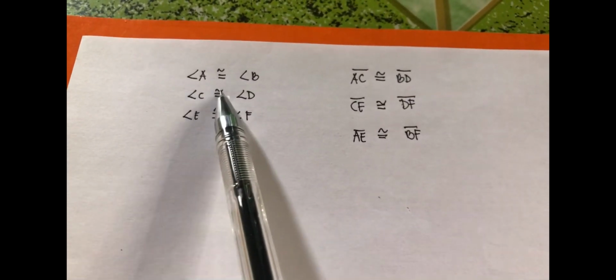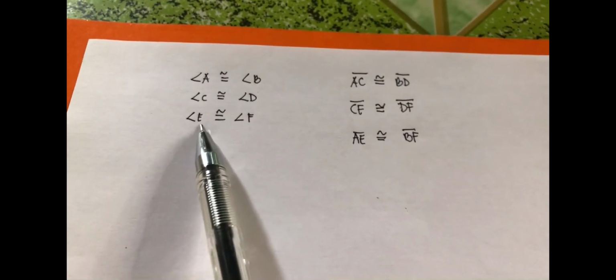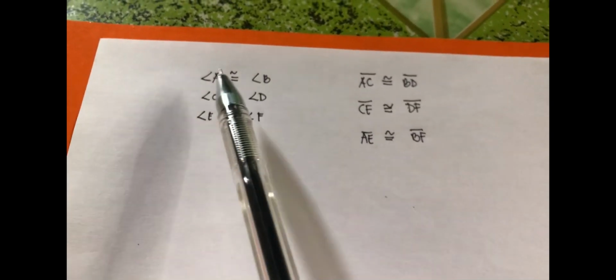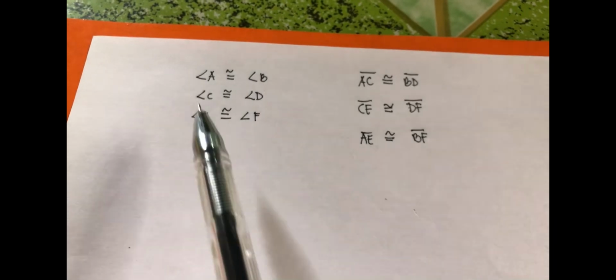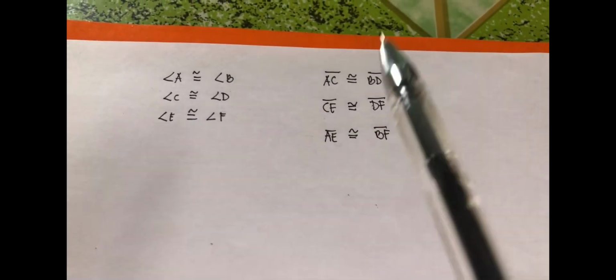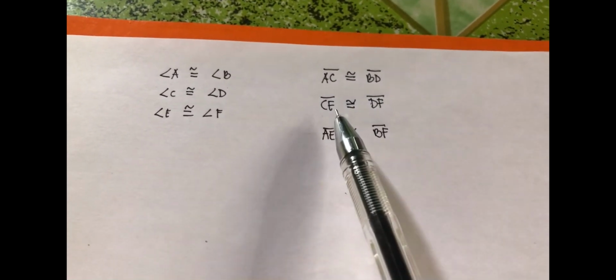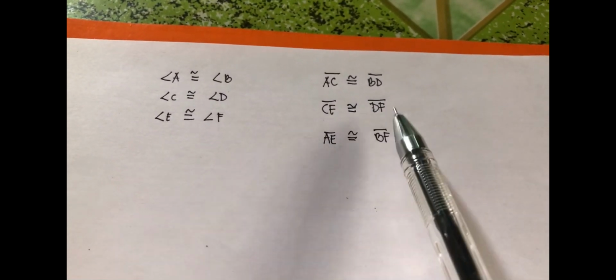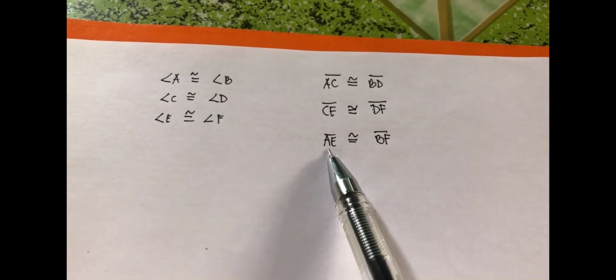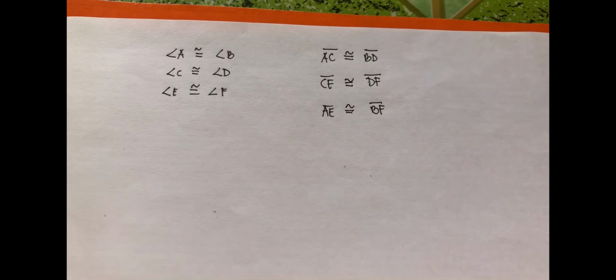Angle A is congruent to angle B. Angle C is congruent to angle D. Angle E is congruent to angle F. These angles are also known as our vertex. So this means that vertex A is congruent to vertex B and so on. Here we also have the sides, congruent sides. Side AC is congruent to side BD, side CE is congruent to side DF, and side AE is congruent to side BF. So we can now draw it.